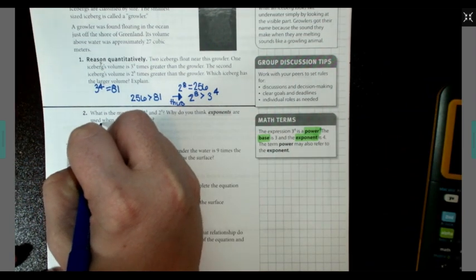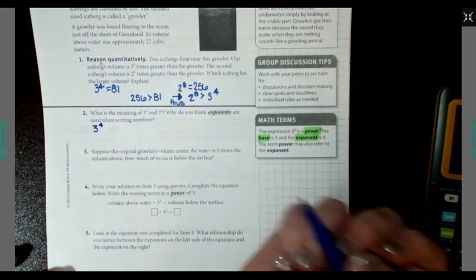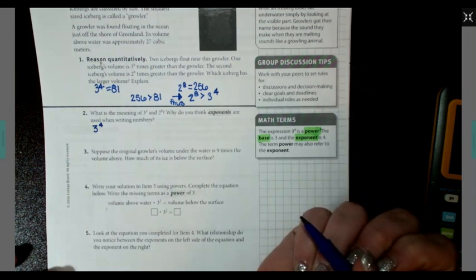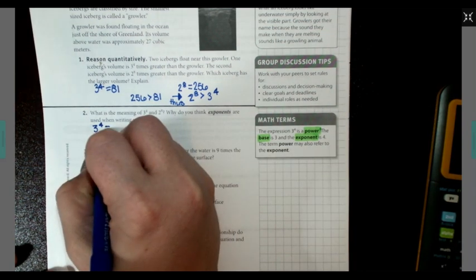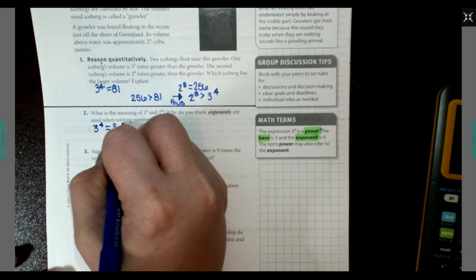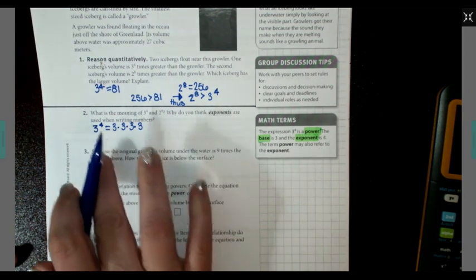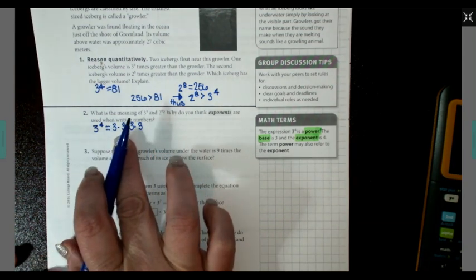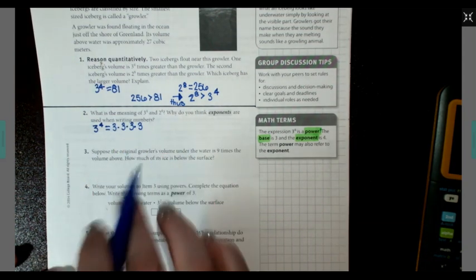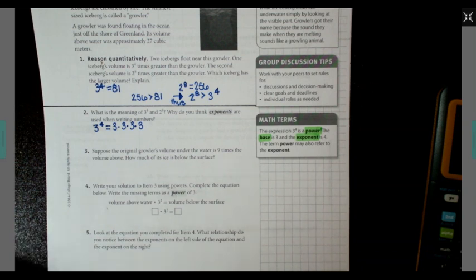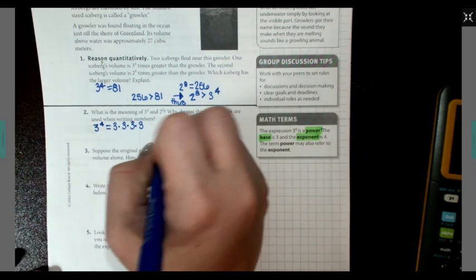So let's talk about what is 3 to the 4th really saying? It's saying that 3 times 3 times 3 times 3. So that number is repeated 4 times. My base is repeated the number of your exponent. And they're being multiplied. They're factors of each other. Okay?